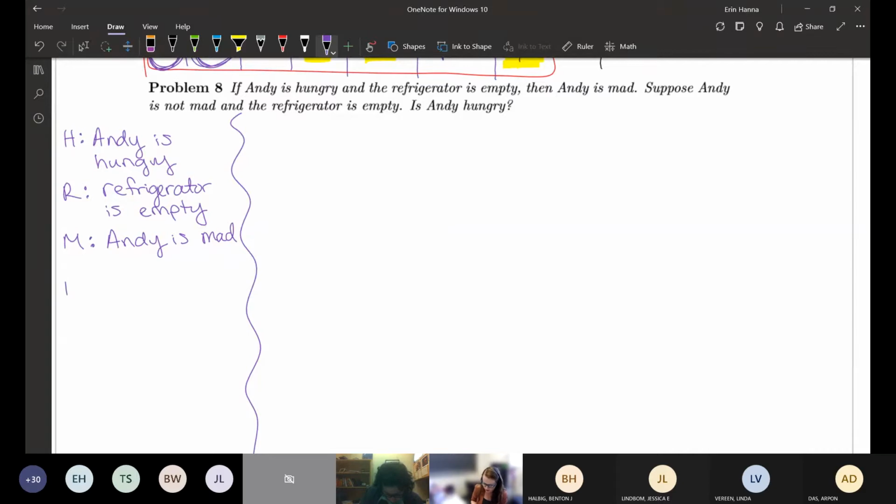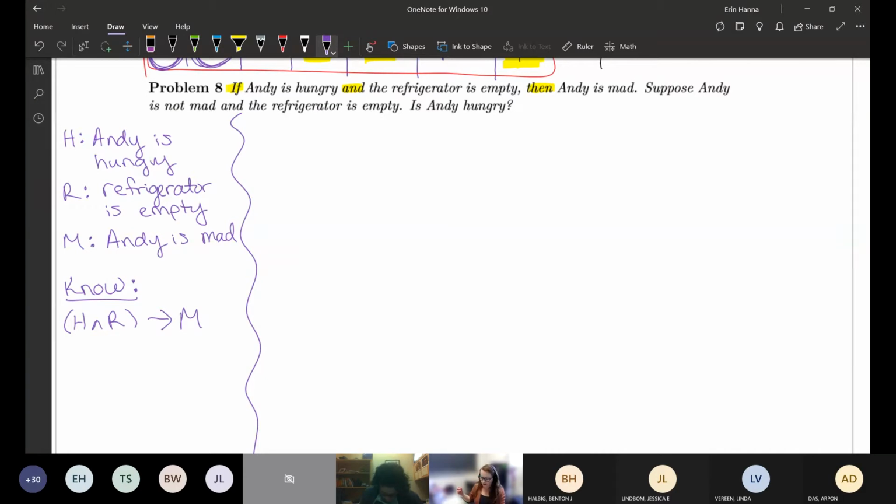So the first thing we should do is write down what we know, because that's what we need to put in the truth table. And what we know is essentially what they tell us. They tell us if Andy is hungry and the refrigerator is empty, then Andy is mad. Notice there's an if and a then, and there's an and between them. So the and statement is going to be part of the if. We're going to have an and statement in here implies something else. So if Andy is hungry, we have an H, and the refrigerator is empty, so H and R. If H and R, then Andy is mad, so it implies M.